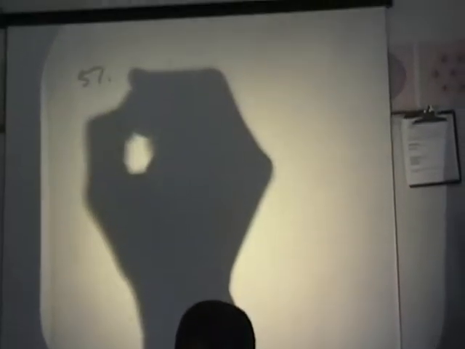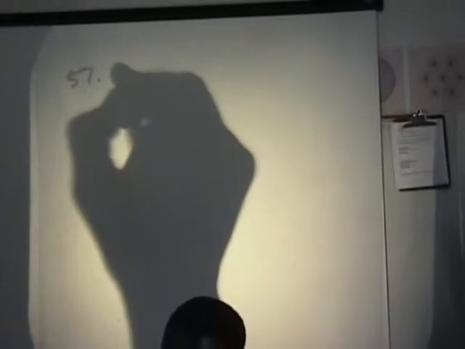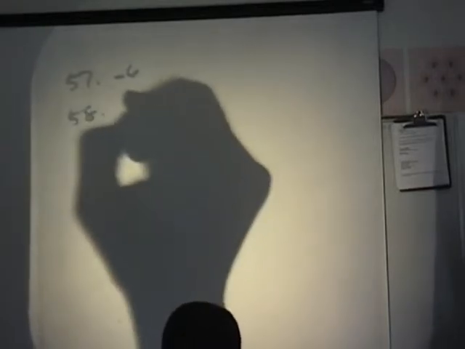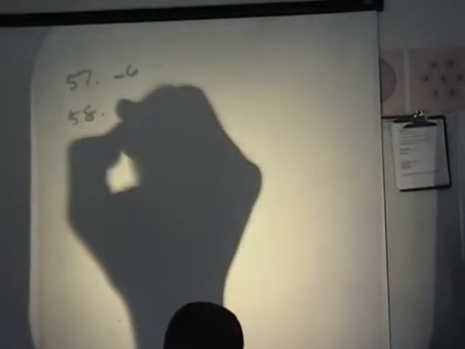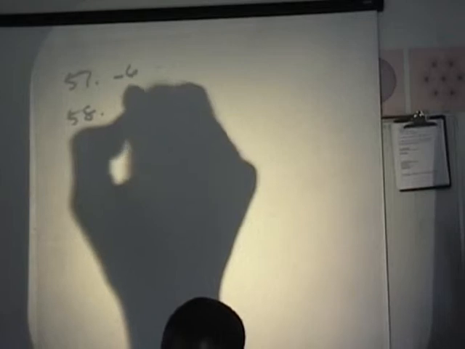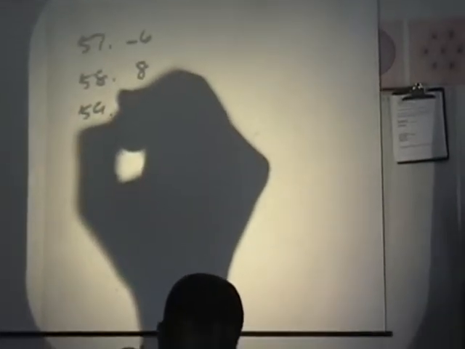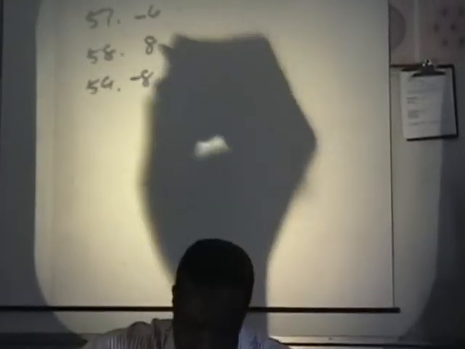Now let's go over the division problems. Number 57. 57, you have what? The answer should be a negative 24 divided by 4, you should have a negative 6. Number 58, you have what? Negative 4 divided by negative 5, you have 8. Number 59, I'll just take the answer. 59, you should have a negative 8.